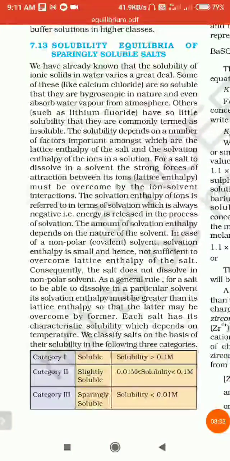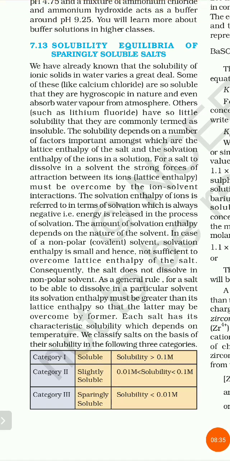Next one, see there. Solubility equilibrium of sparingly soluble salts. What does sparingly soluble mean? Sparingly soluble means that it may dissolve very fast or only very little. What is the meaning of sparingly? Sparingly is nothing but partially soluble, right?